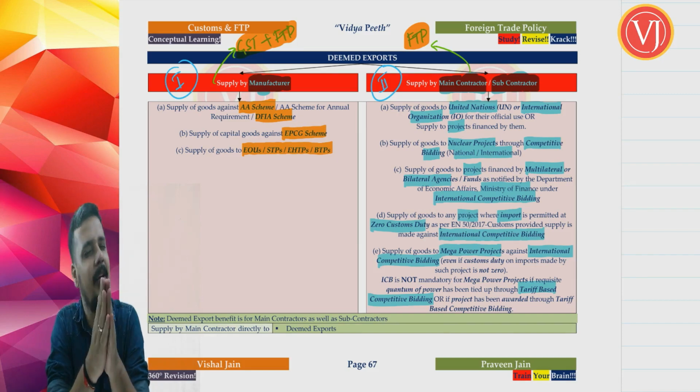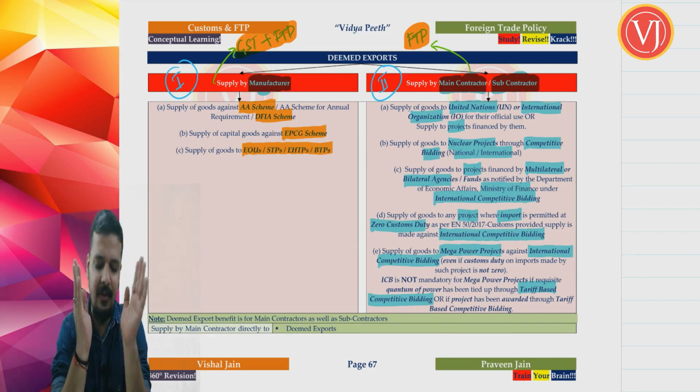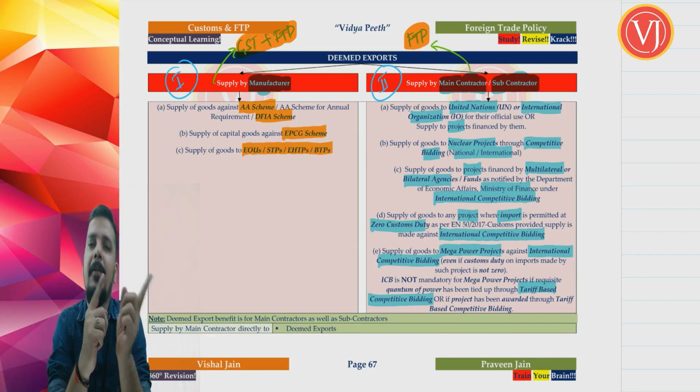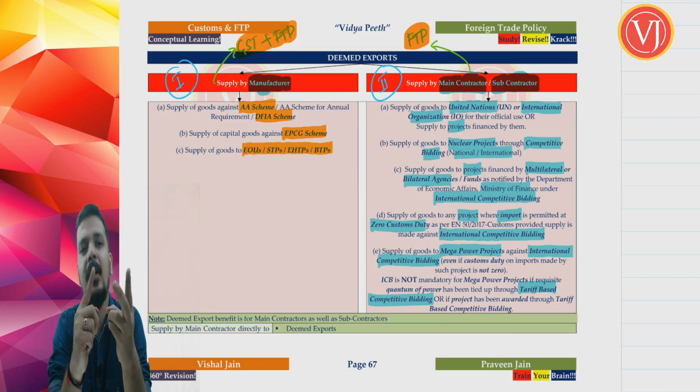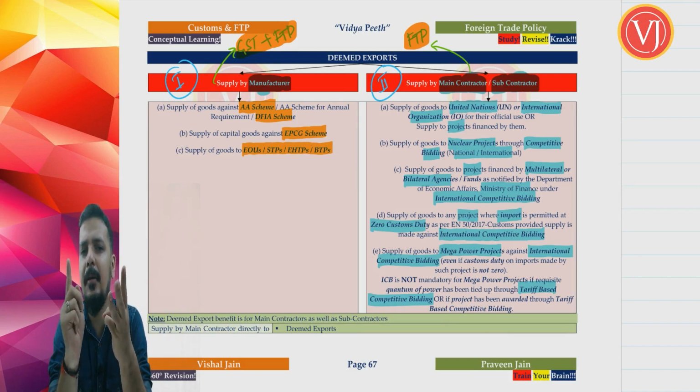Friends, the first three categories are quite simple because we have discussed that in GST itself. What are they? Supplying goods to advance authorization holder, duty free import authorization holder, inputs. Supplying capital goods to EPCG holder. Supplying any goods, inputs or capital goods to EOU, EHTP, STP and BTP.